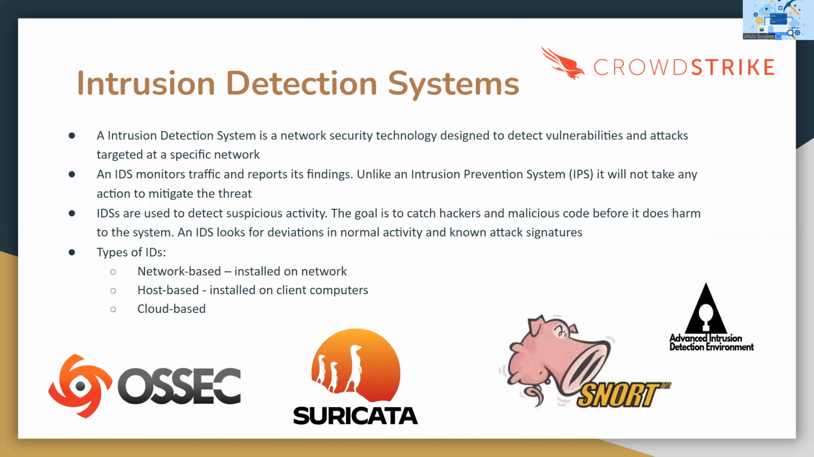Currently, there are intrusion detection systems out there. What an IDS is, it's essentially designed to detect a vulnerability or an attack that's targeted to a specific network, your network. Currently, there are software-based IDS systems like Snort. Suricata is another one, and it monitors all traffic and reports findings. The goal of a machine learning IDS-based system is to drop to not having as many false positives.